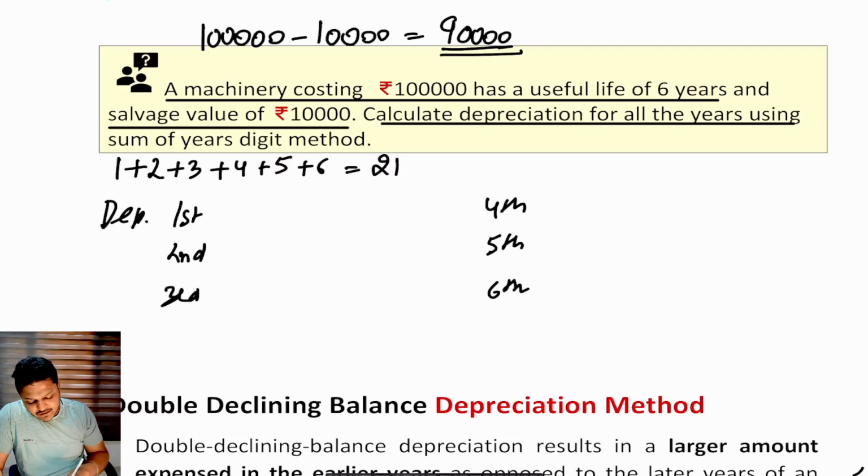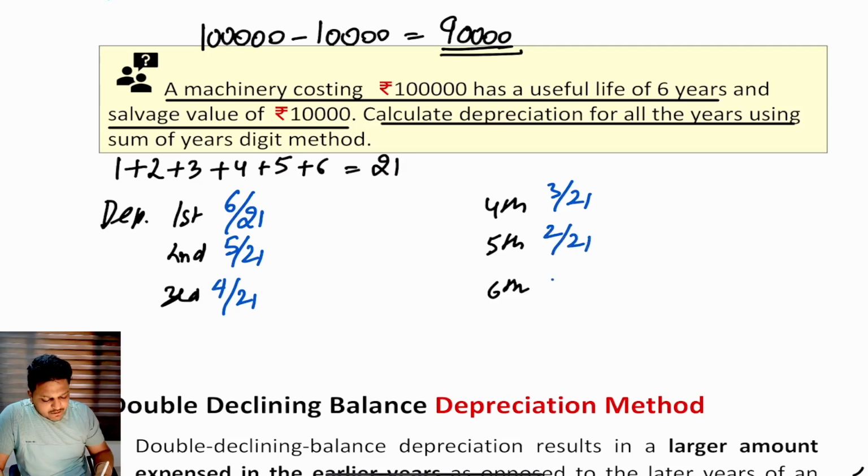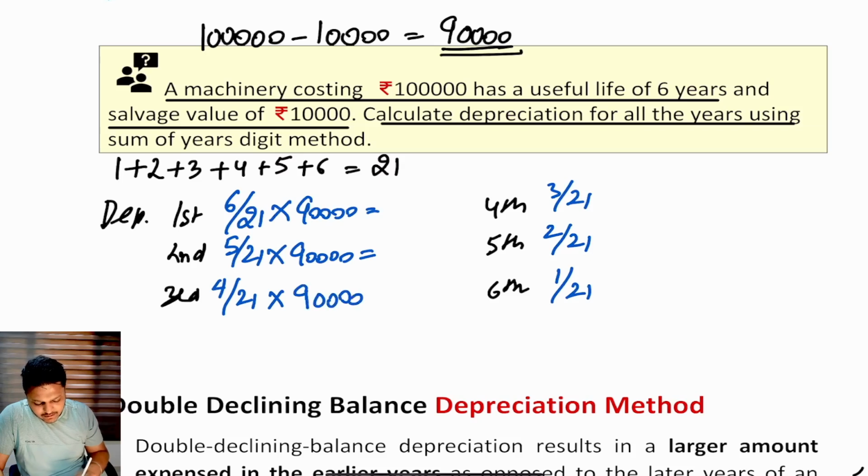So for the first year, the fraction will be 6 divided by 21, then 5 divided by 21, then 4 divided by 21, 3 divided by 21, 2 divided by 21, and 1 divided by 21, multiplied by the 90,000 upon which the depreciation is to be calculated. Very easy. Just make sure the numerator value will be descending, not ascending, so that a higher percentage can be charged in the initial years and gradually it will reduce.